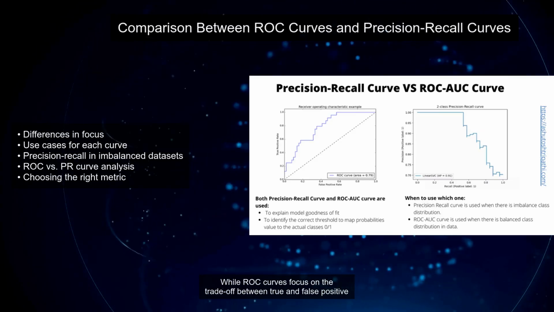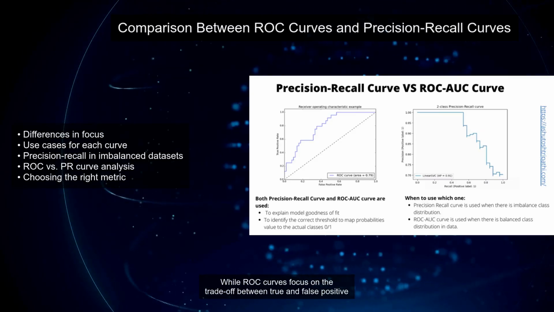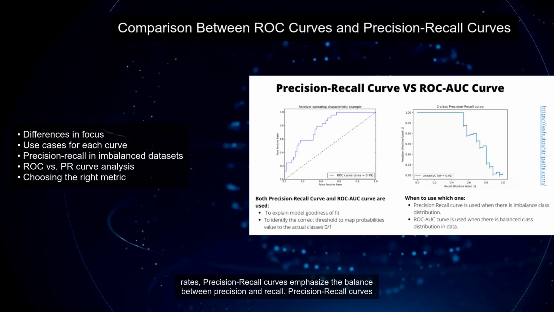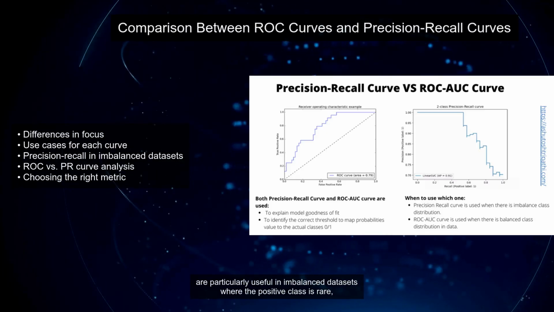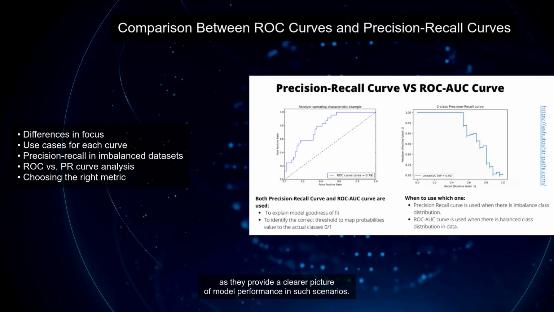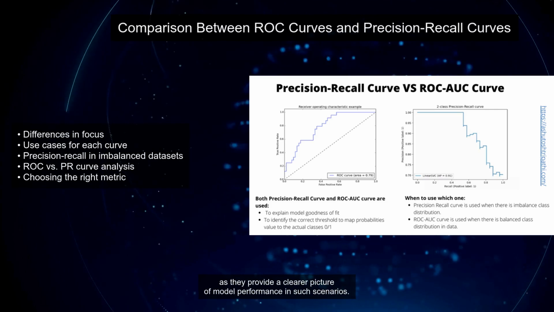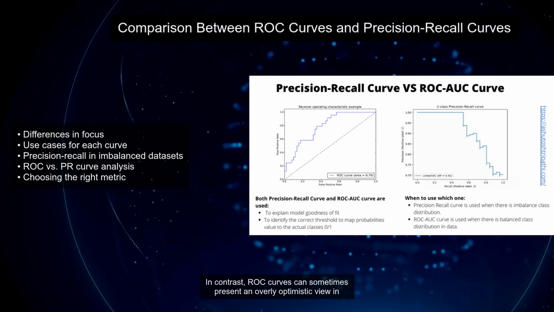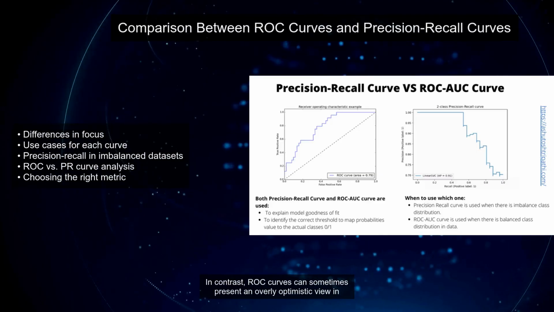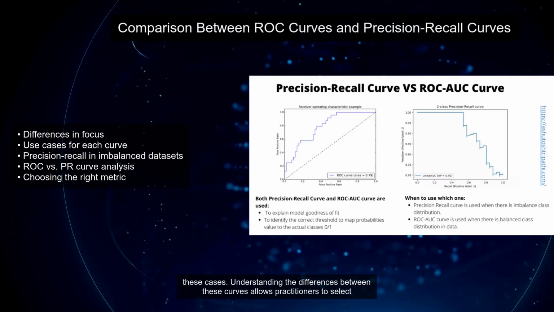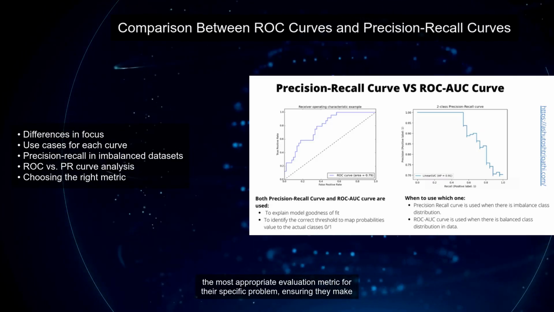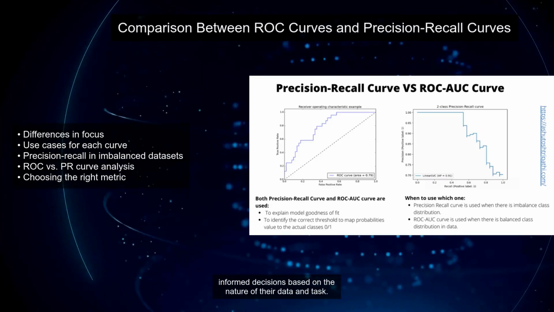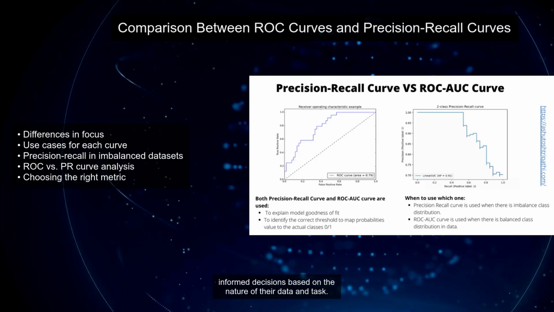While ROC curves focus on the trade-off between true and false positive rates, precision recall curves emphasize the balance between precision and recall. Precision recall curves are particularly useful in imbalanced datasets where the positive class is rare, as they provide a clearer picture of model performance in such scenarios. In contrast, ROC curves can sometimes present an overly optimistic view in these cases. Understanding the differences between these curves allows practitioners to select the most appropriate evaluation metric for their specific problem, ensuring they make informed decisions based on the nature of their data and task.